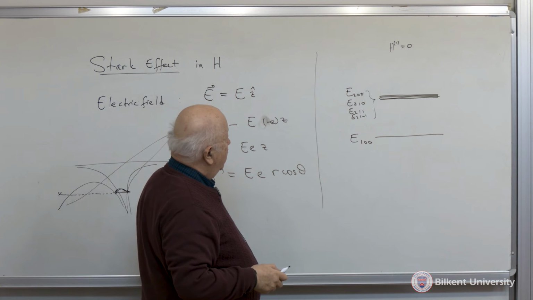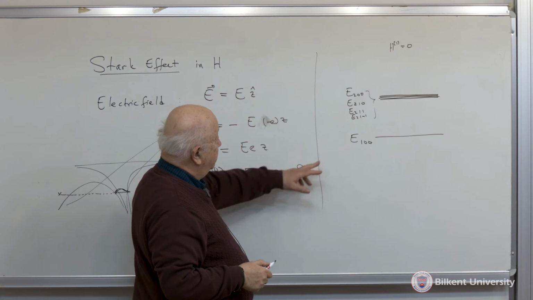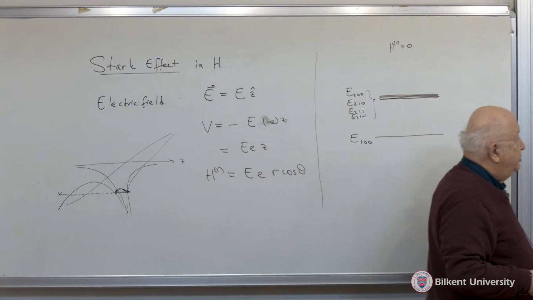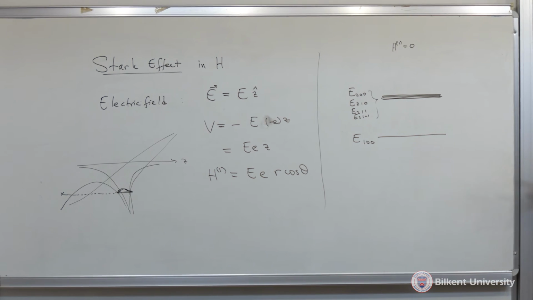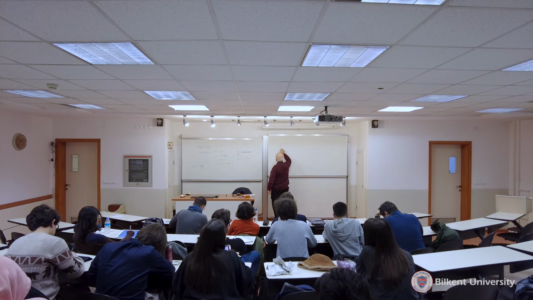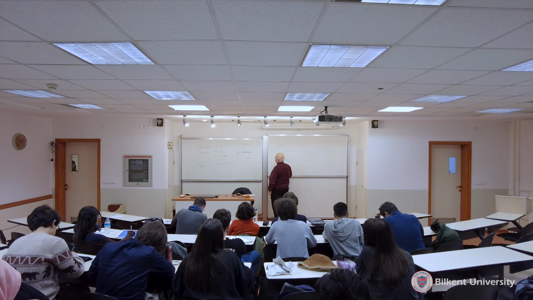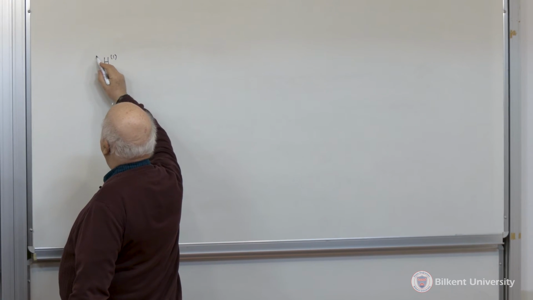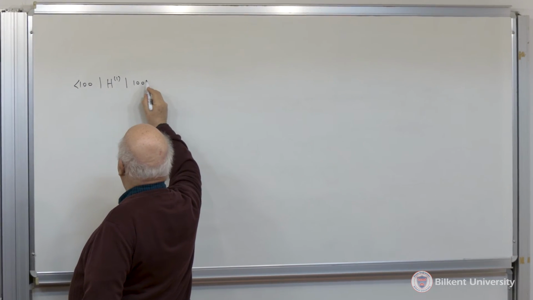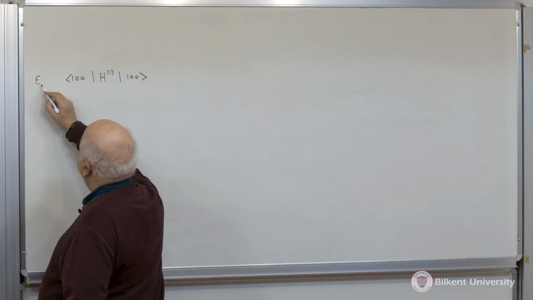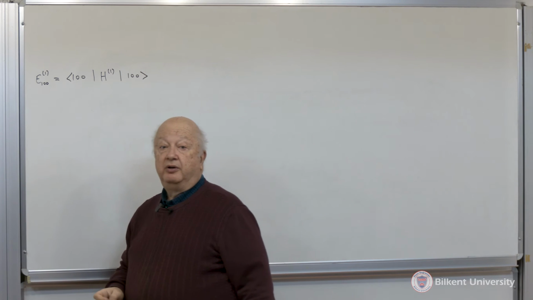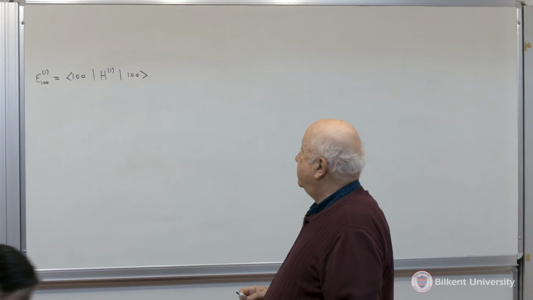we'll see what happens. Okay, so for the ground state, I can use non-degenerate perturbation theory. So it's going to be just the expectation value of the system between the 1, 0, 0 states, right? So this is going to give me the 1, 0, 0 energy shift to first order, right?